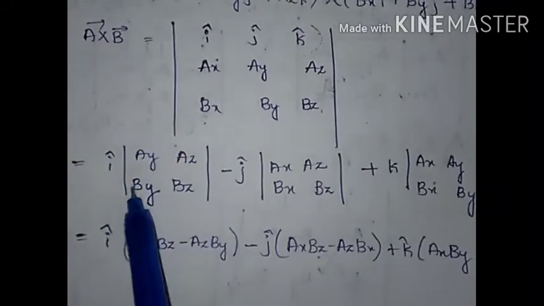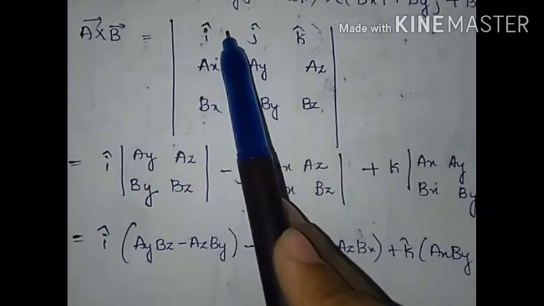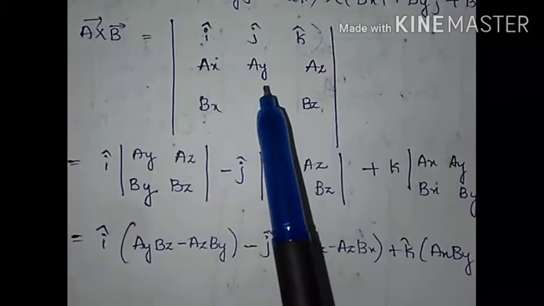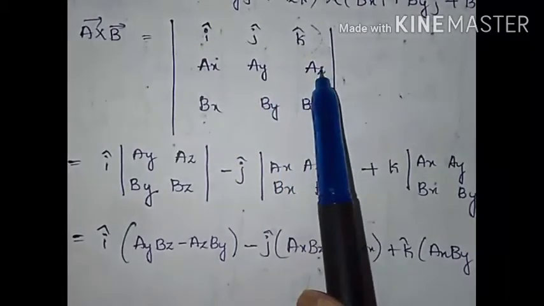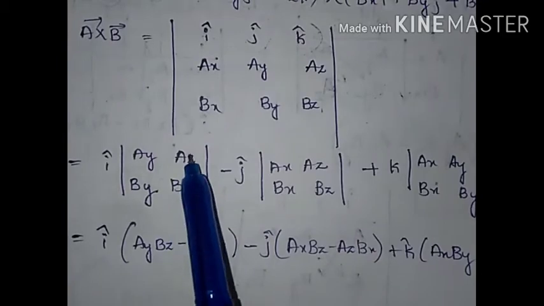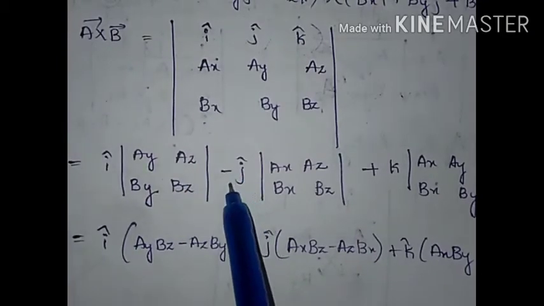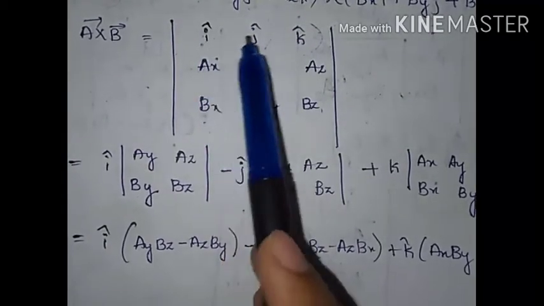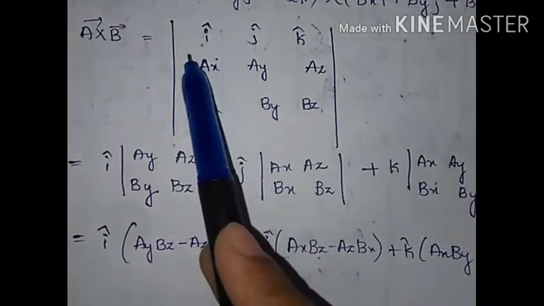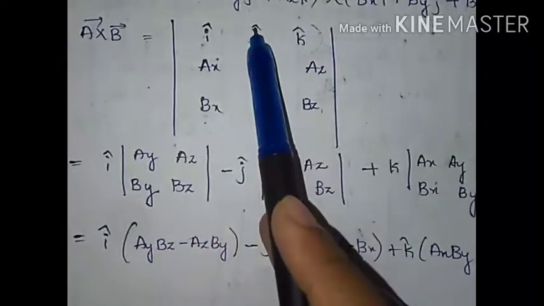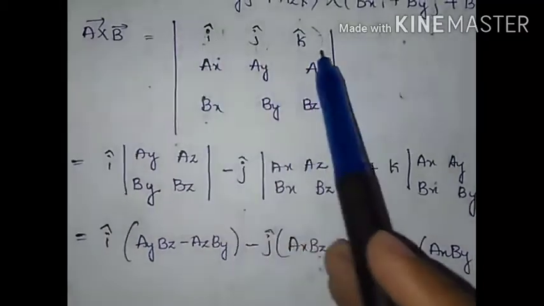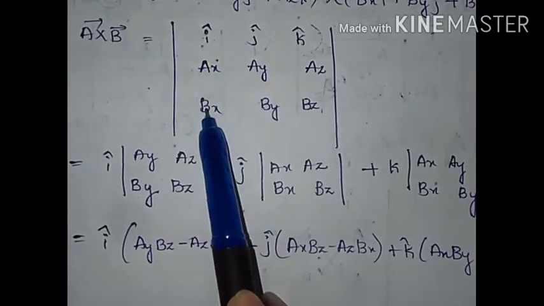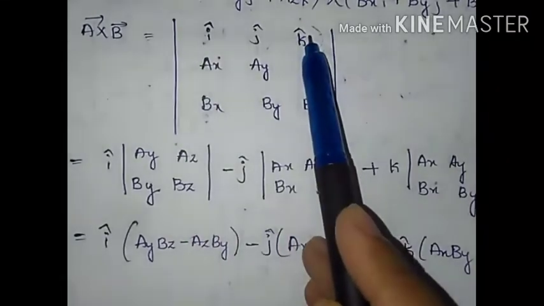To write the i term, we ignore this column and this row. What will be left? Ay, Bz, Az, By. So that is Ay, Bz, Az, By. Next is minus j. To write j, you have to ignore this column and this row. For i also you have to ignore its column and its row.